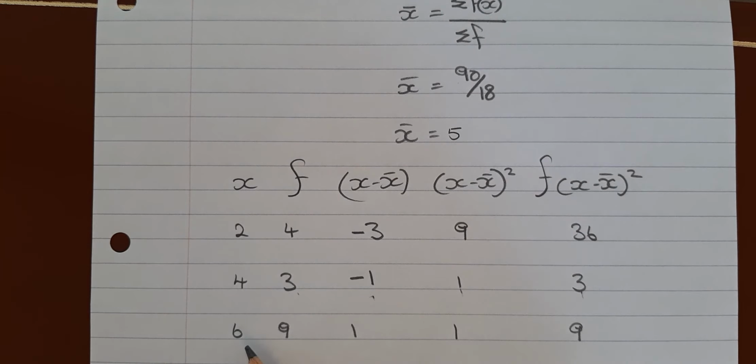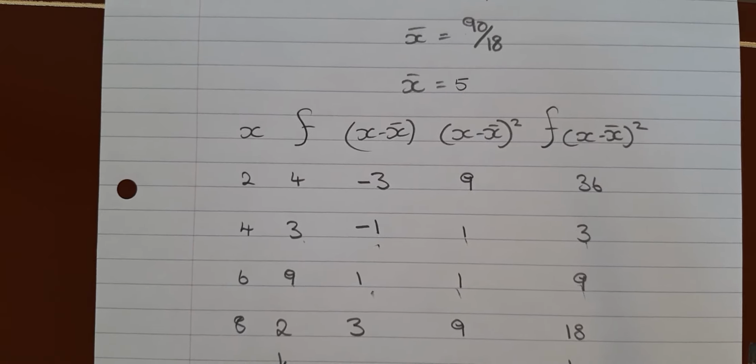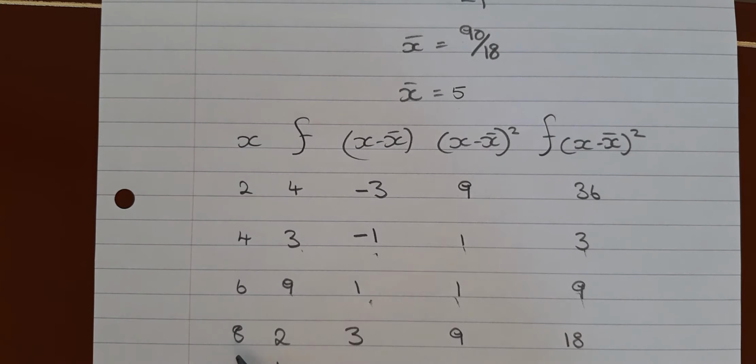The variable of 6 and the frequency of 9. The variable minus the mean is 1. The variable minus the mean squared is 1. The variable minus the mean squared multiplied by the frequency is 9. Our variable is 8. Our frequency is 2. Our variable minus the mean is 3. Our variable minus the mean squared is 9. Our variable minus the mean squared multiplied by the frequency gives us 18.